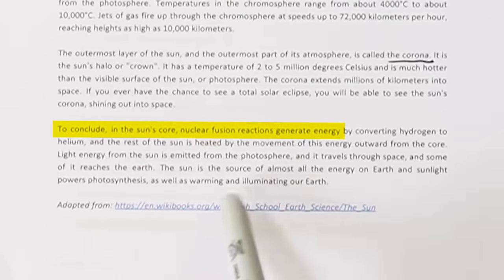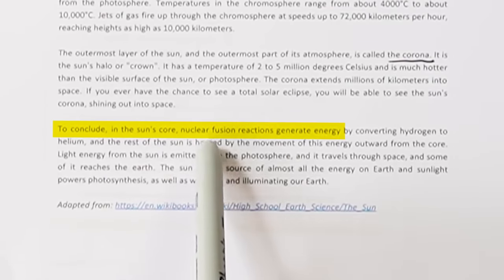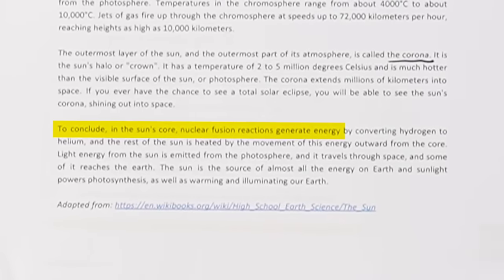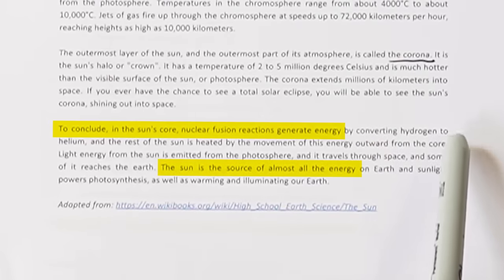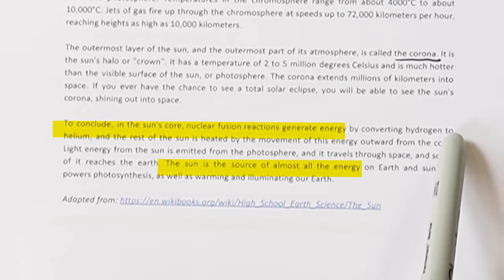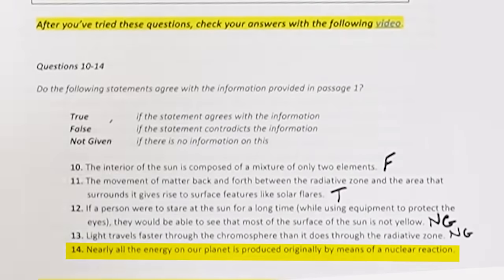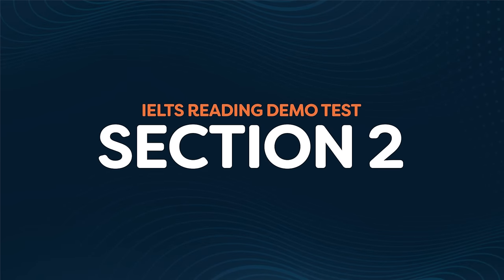The sun is the source of almost all the energy on Earth, and sunlight powers photosynthesis as well as warming and illuminating our Earth. So if we read this more carefully, to conclude, in the sun's core, nuclear fusion, a type of nuclear reaction, generates energy, and that provides us with nearly all our energy. Almost all, nearly all mean the same thing. Nearly all, almost all, produced by a nuclear reaction. This is true.